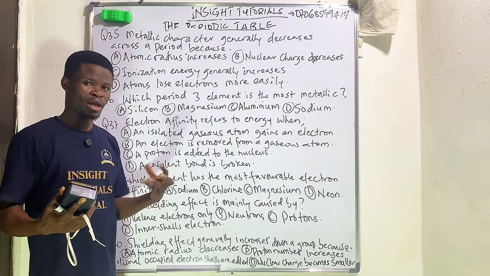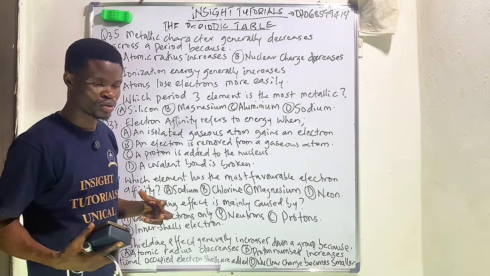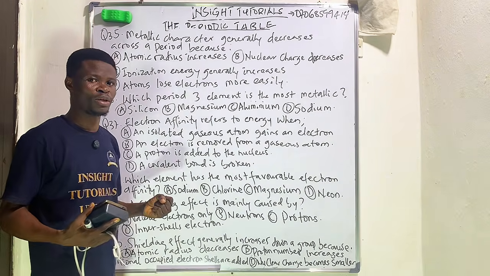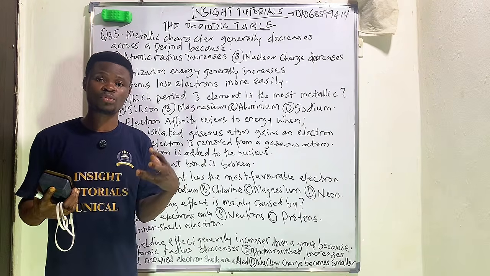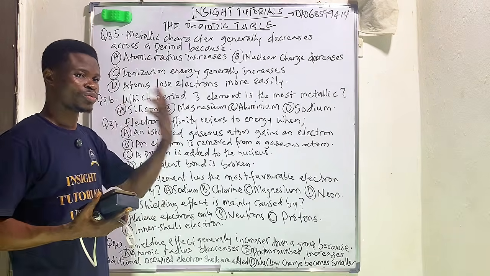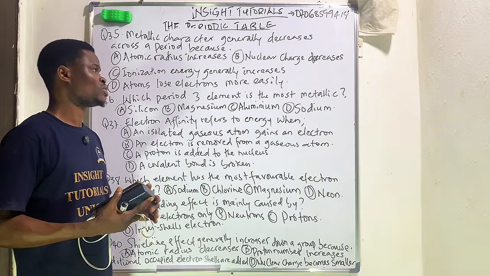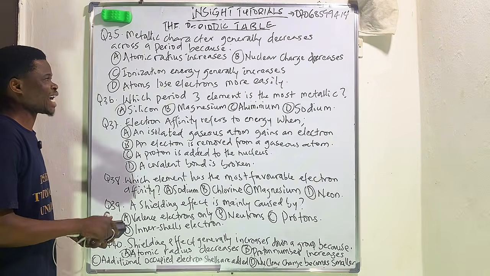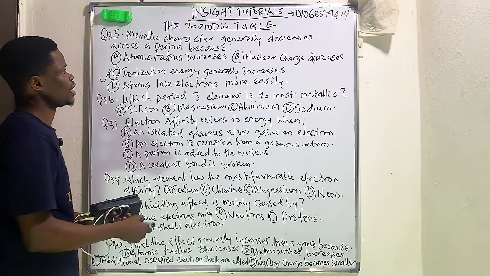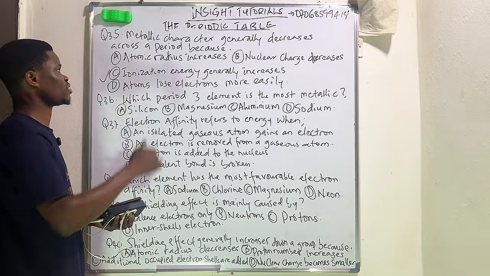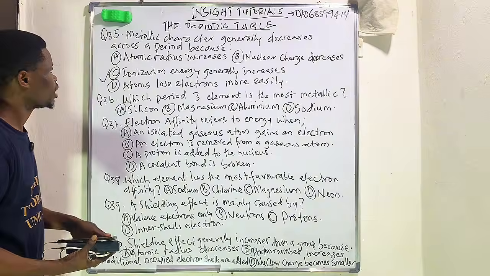So the correct option is ionization energy generally increases, because across the period, as elements tend to gain electrons or protons, they're going to hold their electrons more closely, unwilling to give them off. So the correct option is ionization energy generally increases. That's what leads towards the decrease in the metallic character.